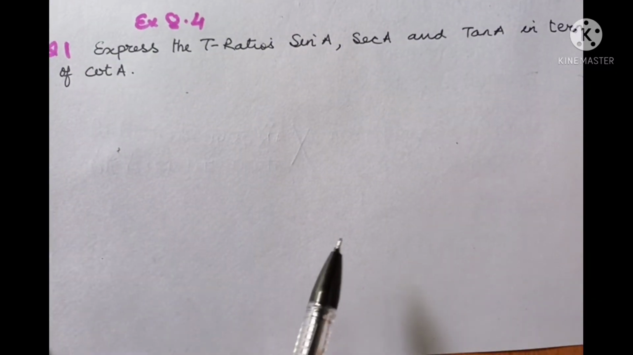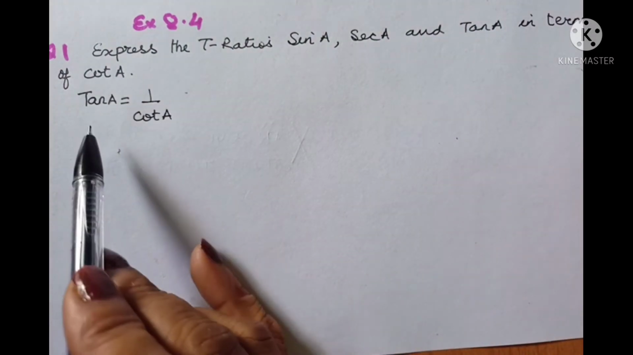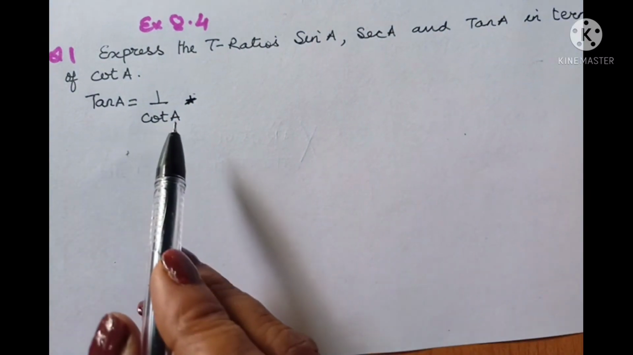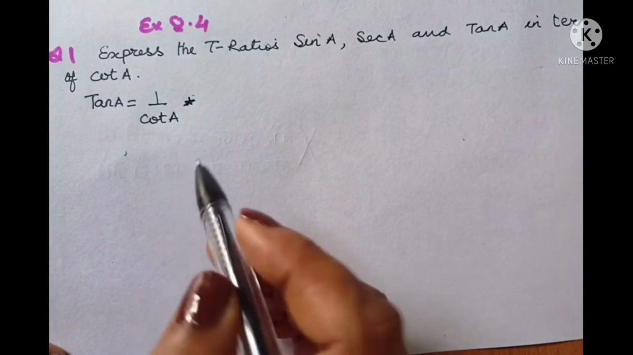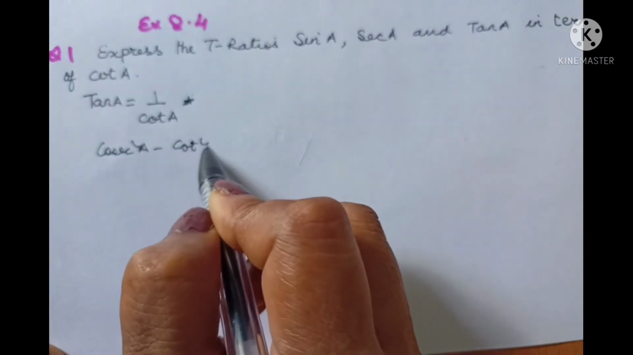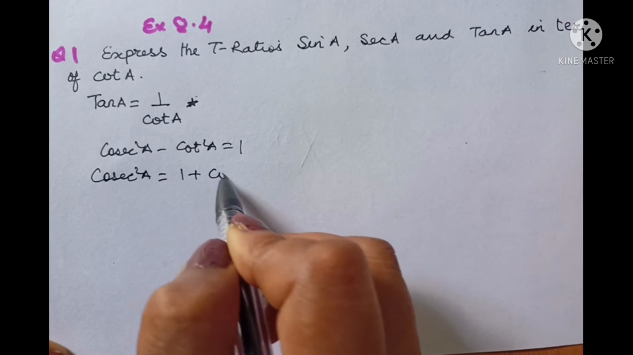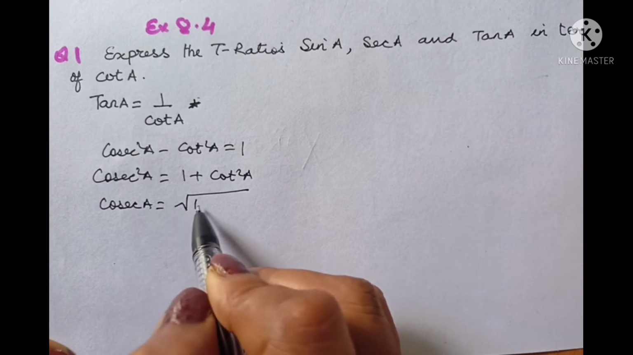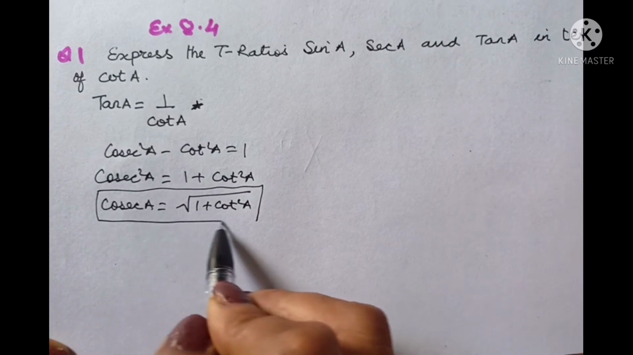So first of all, the easiest ratio to write in terms of cot A is tangent A, because we know that tangent A is equal to 1 by cot A. So we are done with tangent A. Now the next relationship of cot is with cosecant in the form of an identity. We know that cosecant square A minus cot square A is equal to 1. So I can say that cosecant square A is equal to 1 plus cot square A, or the value of cosec A comes out to be square root of 1 plus cot square A. So this is the second t ratio which we have been able to write.